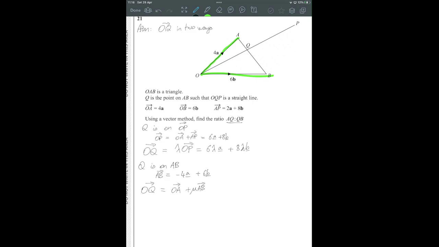So O to Q is from O to A, and then some multiple of A to B. So let's put that in and try and simplify it. It's going to be 4A plus some multiple of what I've just worked out.